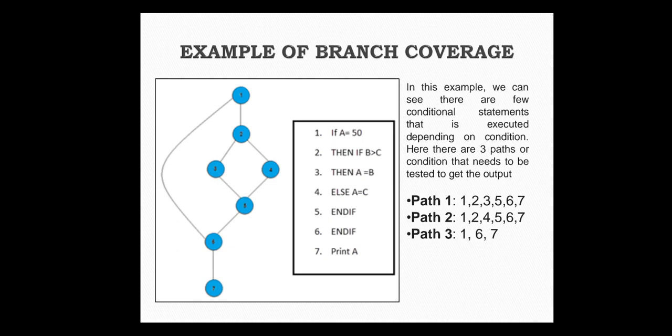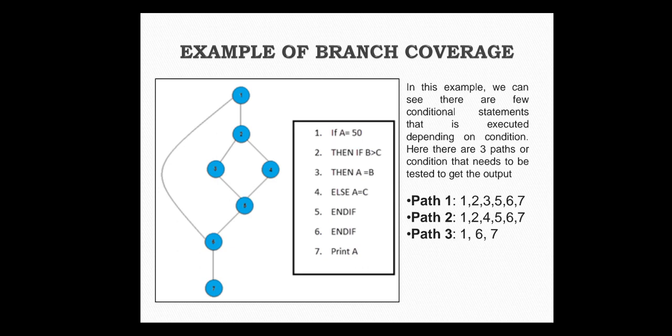So here there are three possible paths. In the first, a is equal to 50. If a is not equal to 50, then it will directly jump to the end if, that is the sixth step, and it will directly print the value of a. So this is the third path. Okay, so there are three paths. Path 1 is the first, second, third, fifth, sixth and seventh node. Path 2 is first, second, fourth, fifth, sixth, seventh node, and path 3 is first, sixth, seventh node.